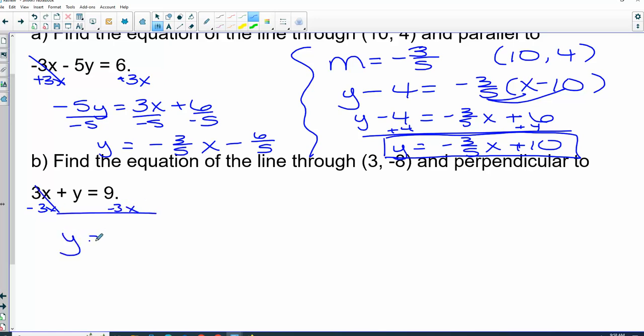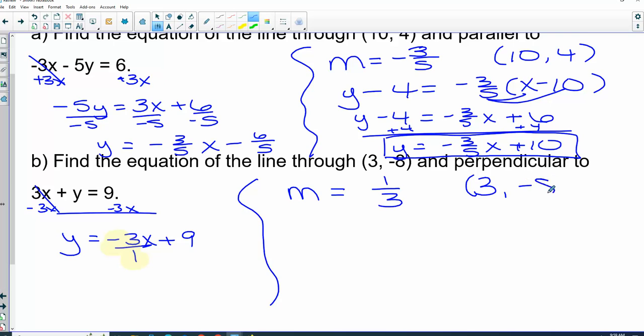So y equals negative 3x plus 9. So Kale, what is the slope of this line currently? We can really just ignore the x and just say it's negative 3 over 1. So if I want to be perpendicular, what would it become? Positive 1 over 3. We flip it and change the sign. And then we have our point, (3, -8).